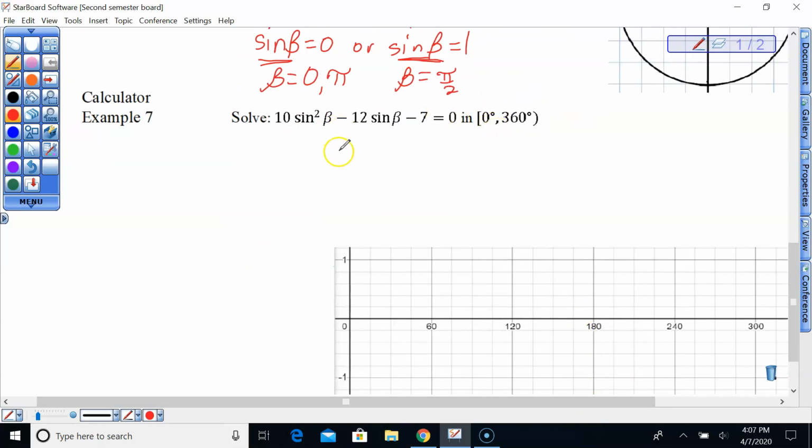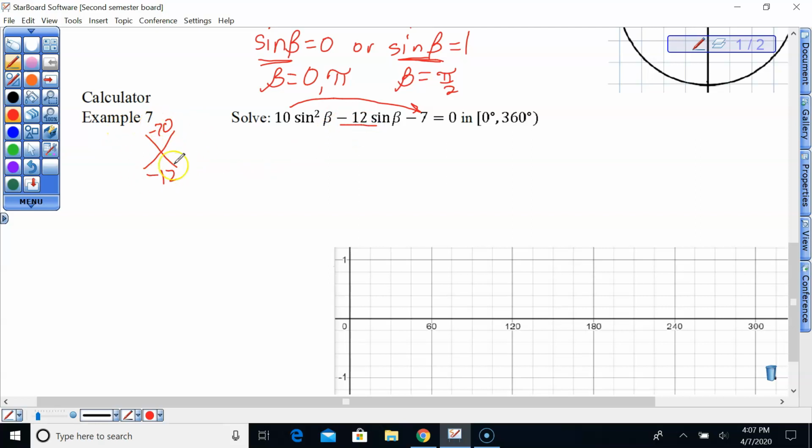So we're going to do 10 sine squared beta minus 12 sine beta minus 7 equals 0 in the interval 0 to 360 degrees. So this isn't going to factor, and I'm just going to show it to you really quickly. If we were to multiply those two values there to use our AC method, they would have to multiply to negative 70 and add to negative 12.